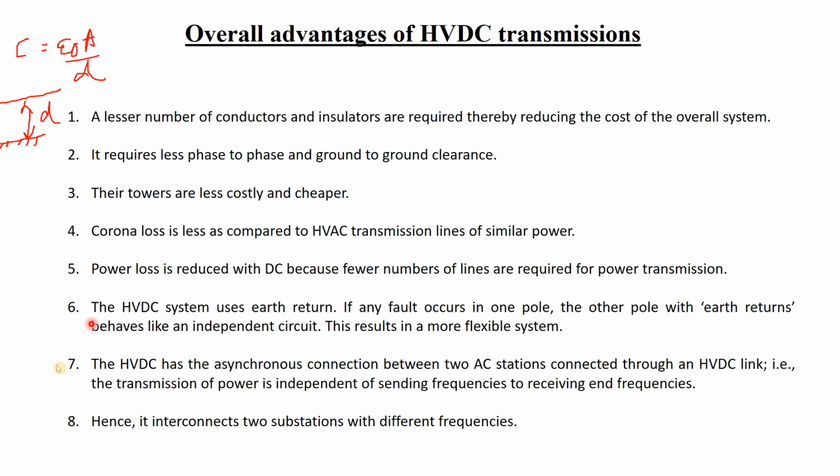But in HVDC there is no synchronous concept, because there is no frequency and there is no phase. There is only one positive and one negative, so it can be easily connected if the voltages are equal. Hence it interconnects two substations with different frequencies. Suppose you want to exchange power from one country to another, where one country is using 50 Hz and another is using 60 Hz. In HVAC it is not possible without conversion. That is why HVDC has this flexibility.